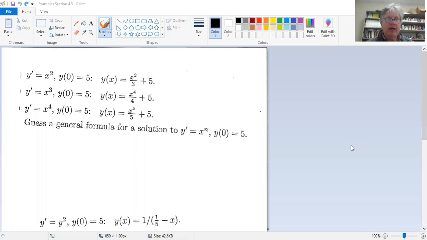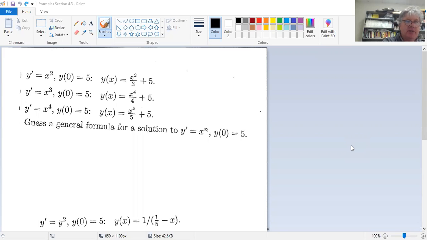Okay, so let's try these examples. I bought this pen and let's see if I can make it work here. So here we've got a couple of differential equations given with initial values and then given with the solution.